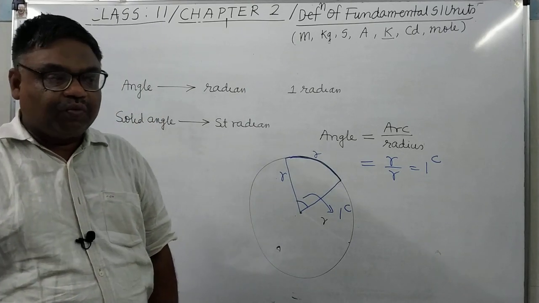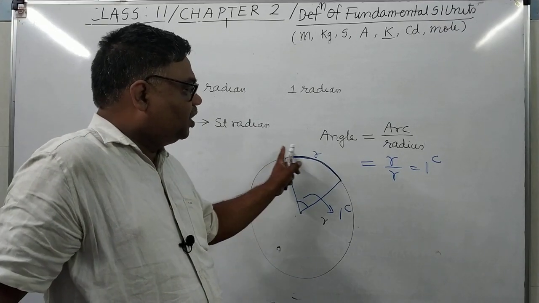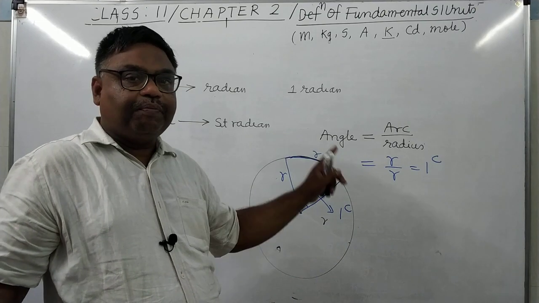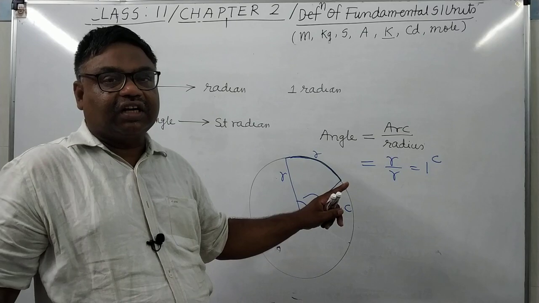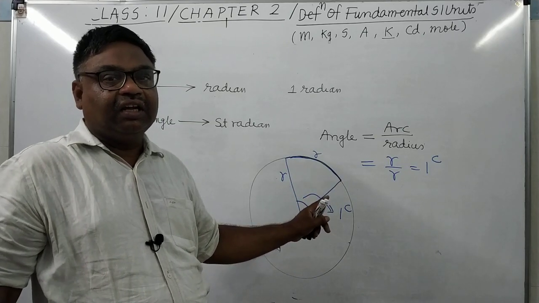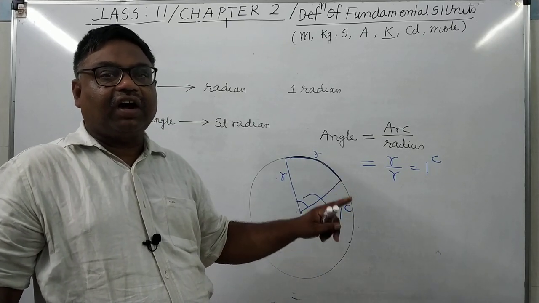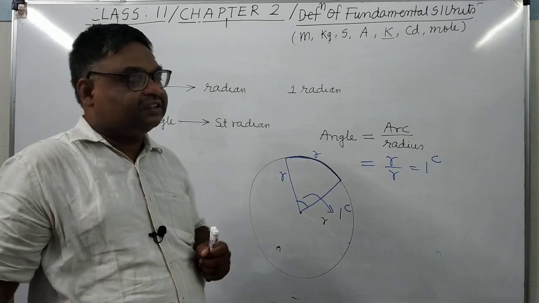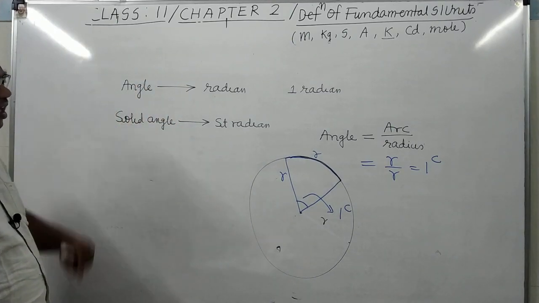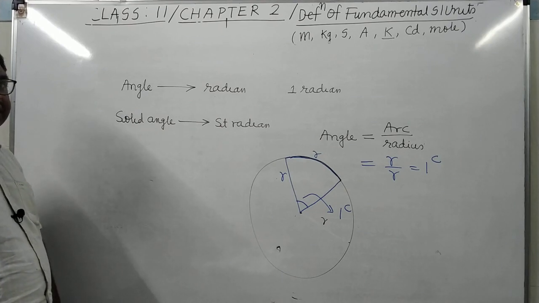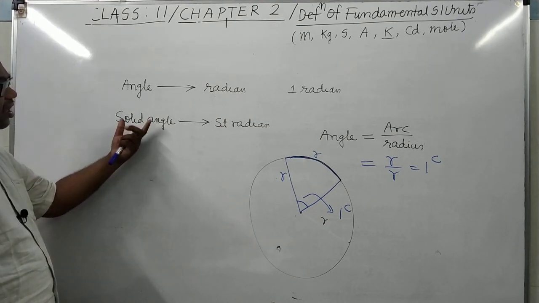It is clear? What is 1 radian? It is the plane angle subtended by an arc of the circle at its center, such that the length of the arc is equal to the radius. Then solid angle. Solid angle is a 3-dimensional angle. It is not a plane angle. This is called the solid angle.